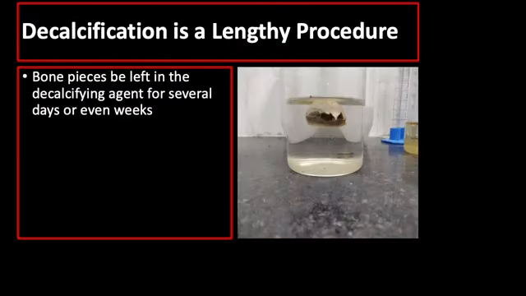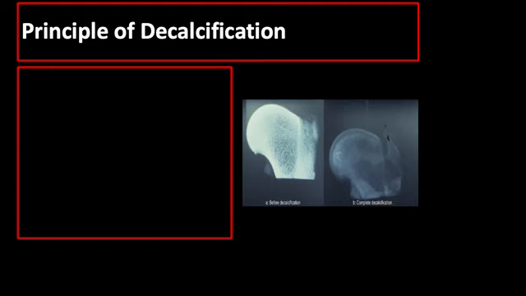And decalcification is quite a lengthy procedure since bone pieces need to be left in the decalcifying agent for several days or even weeks, depending on the size of the tissue. So the principle behind decalcification is quite simple. You just need to remove the substance that makes the bone hard. So you remove the calcium from the bone.